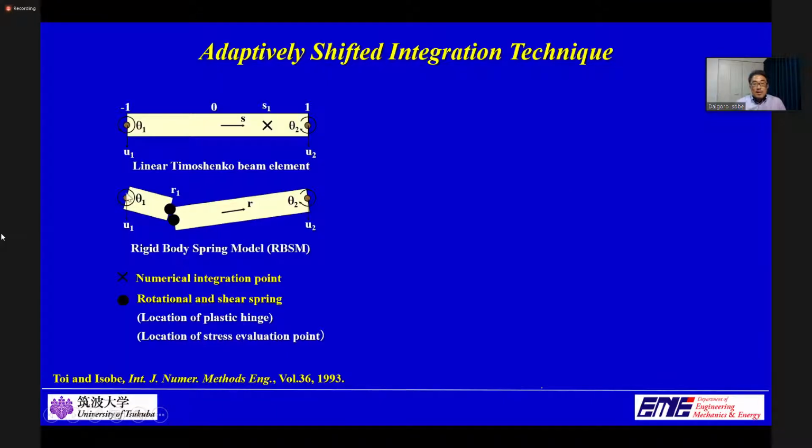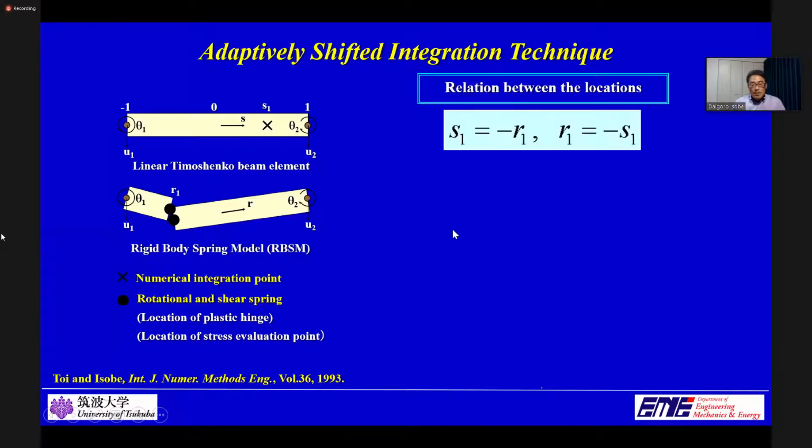This figure shows a linear Timoshenko beam element and its physical equivalent with a rigid body spring model. This cross mark represents the numerical integration point in the finite element model, and these two solid circles represent the rotational shear springs connecting these two rigid bars in the RBSM. In the RBSM, a plastic hinge is expressed by reducing the stiffness of the springs. And this equation shows a relation between the location of a numerical integration point and the plastic hinge, which is obtained by considering the equivalence conditions between the strain energy approximations of these two models.